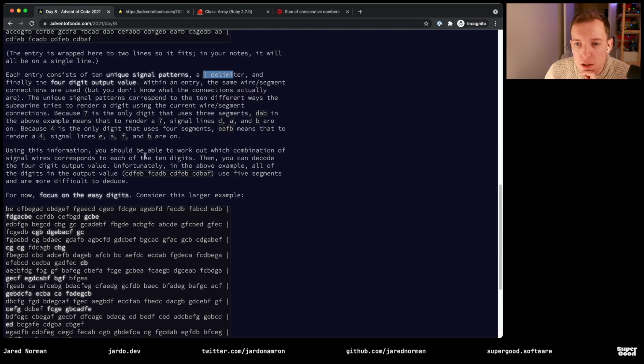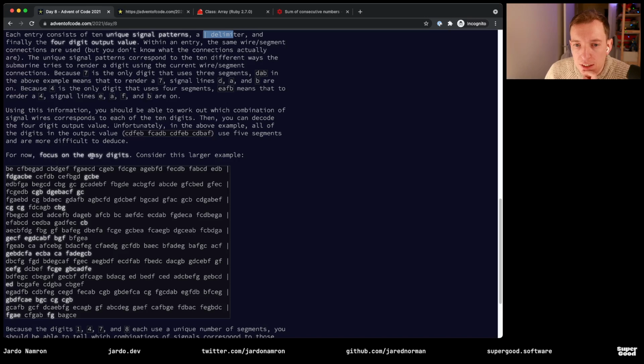Using this information, you should be able to work out which combination of signal wires corresponds to each of the 10 digits, then you can decode the 4-digit output value. Unfortunately, in the above example, all of the digits in the output value, C, D, F, E, B, use 5 segments and are more difficult to deduce. For now, focus on the easy digits.